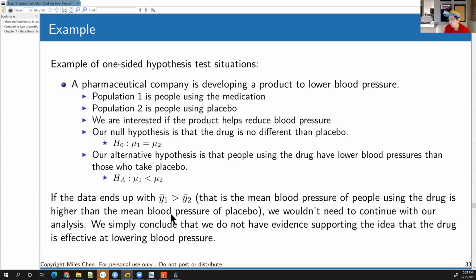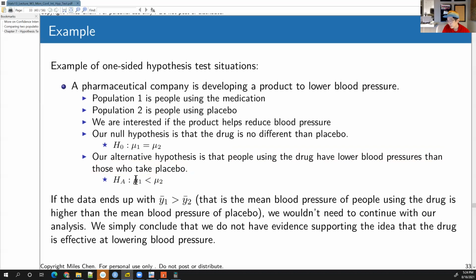Okay, all right. So population 1, again, is the people taking medication. Your alternative is you want to see if this medication to reduce blood pressure is actually working. Okay, your alternative is going to be that the people using the drug have lower blood pressures than those who receive placebo, right? We want to see mu1 less than mu2, okay?